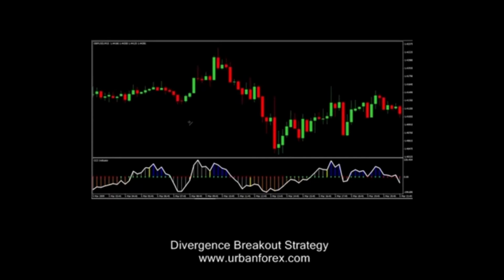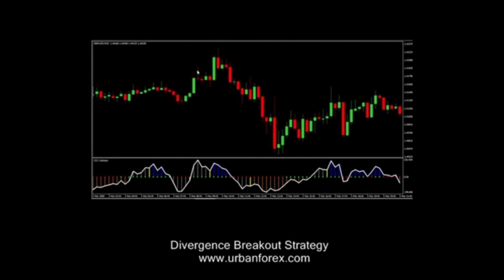Okay, the main factor of this strategy is divergence. Now, one factor that I do uniquely on divergence is that on my CCI, I always connect my peaks. I don't connect my low ends. It's always going to be my peaks.